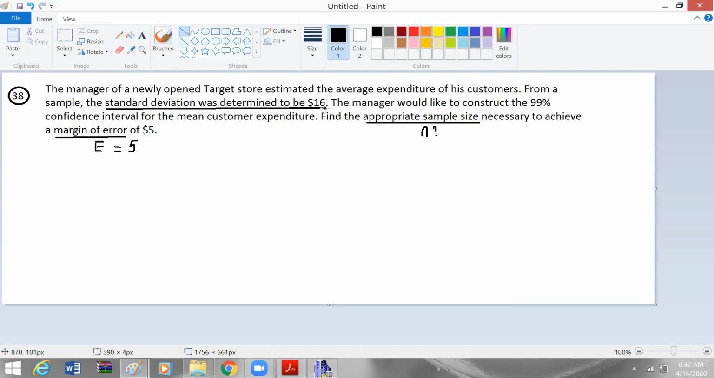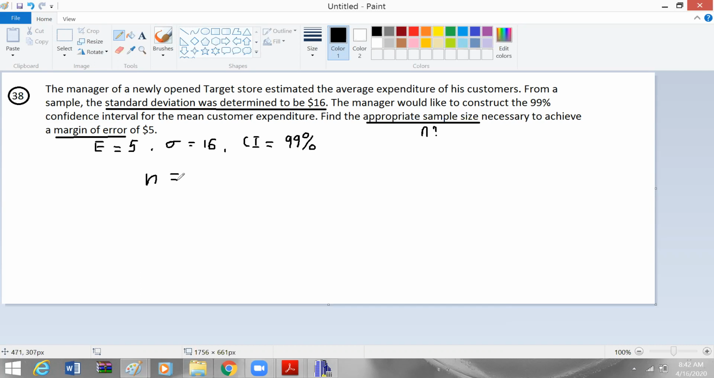So now we have an error bound of 5 and a standard deviation equal to 16. And we also have the confidence interval. Why do we need the confidence interval? The confidence interval is going to help us determine the Z or the T. But for this question, we only use the Z score for the sample size. So that would be 99%. We have all this information at hand, and all we need to do now is solve for n.